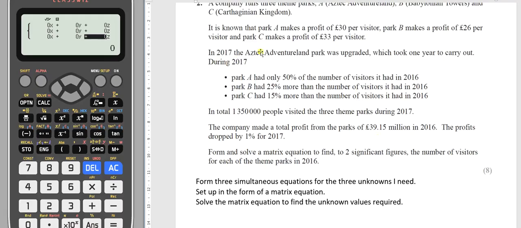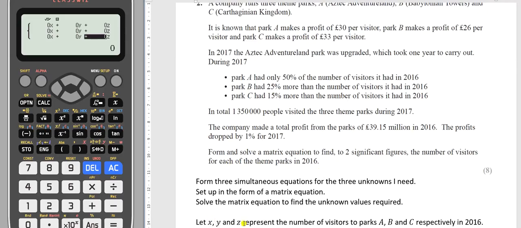So let's start with the information we're looking for and the unknowns that I need. I'm going to start by defining those. I'm going to say let x, y, and z represent the number of visitors to parks A, B, and C, respectively, in 2016. I'm defining them in that way specifically because of this final line. That's what they're asking me for, the number of visitors for each of the theme parks in 2016.